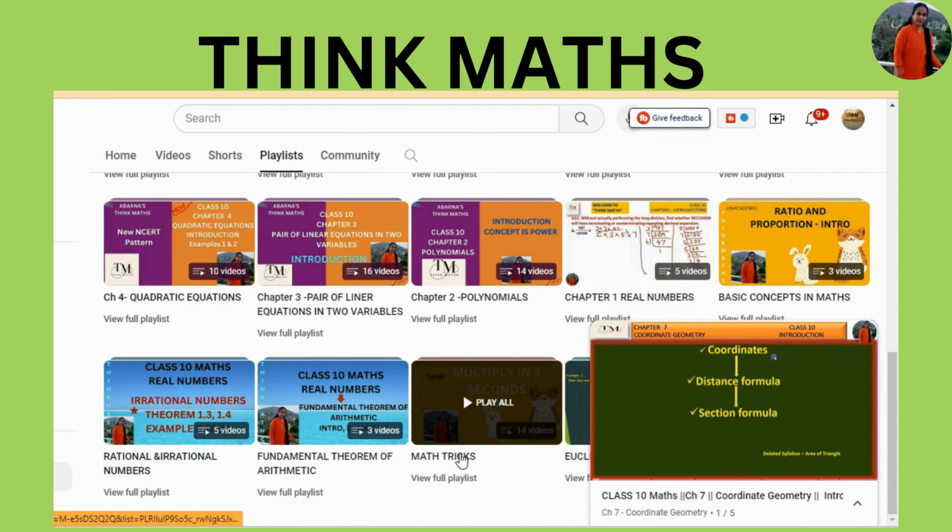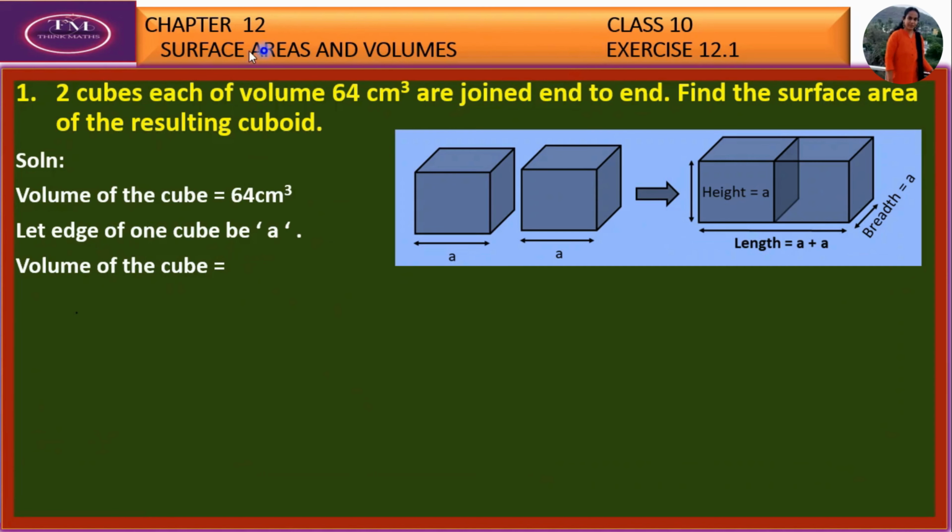Thank you. This is class 10 maths chapter 12, surface areas and volumes. In this session we are going to discuss exercise 12.1, questions number 1, 2 and 3. Question number 1: two cubes, each of volume 64 cm cubed, are joined end to end. Find the surface area of the resulting cuboid.